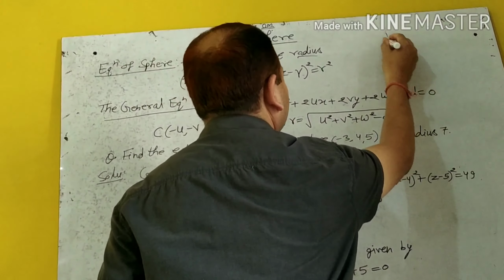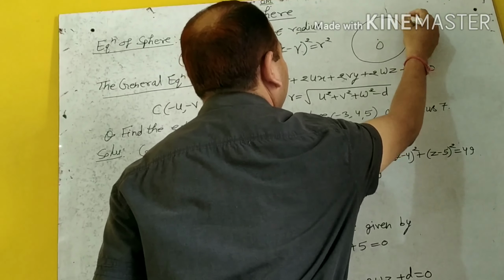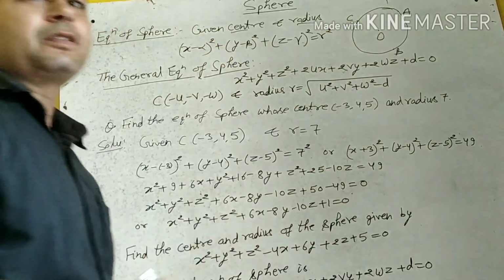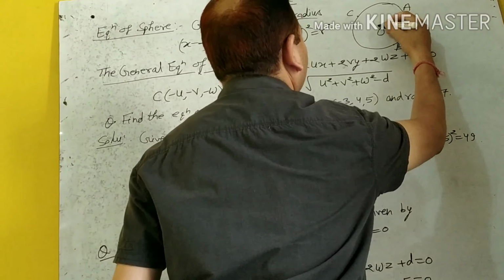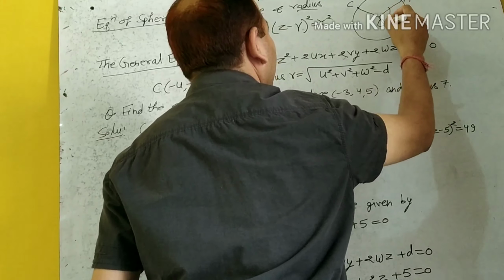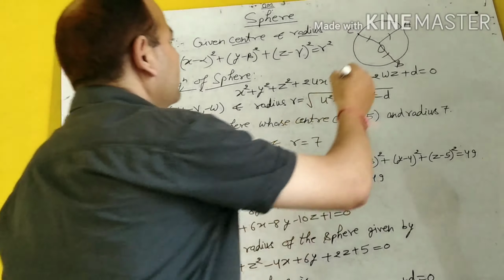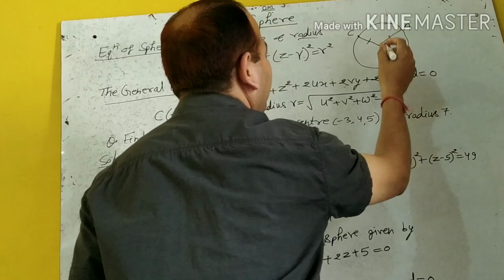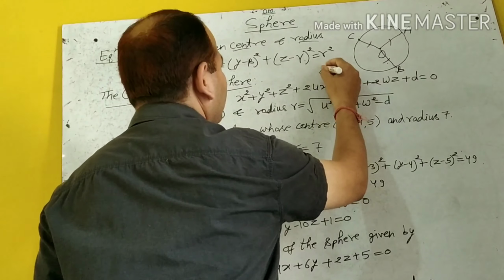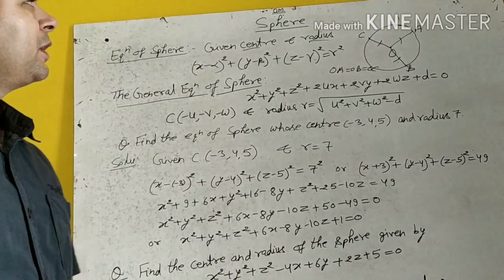If there is a shape like this, O is any point, and A, B, C are three points on it. If the distances OA, OB and OC are equal, then O will be the center of the sphere, and OA, OB, OC will be the radius of this sphere. OA equals OB equals OC, so it will be the radius of this sphere.